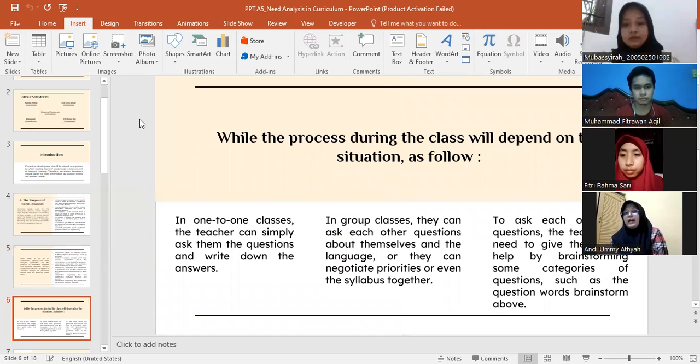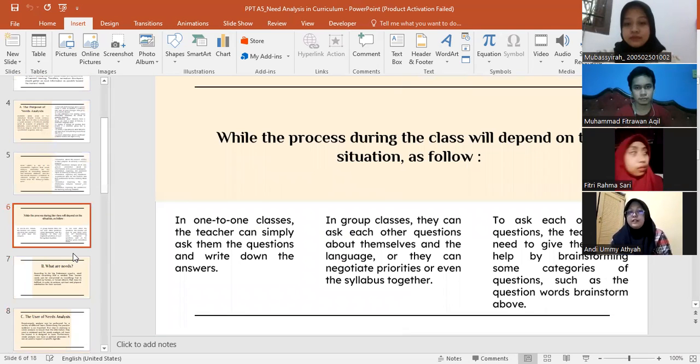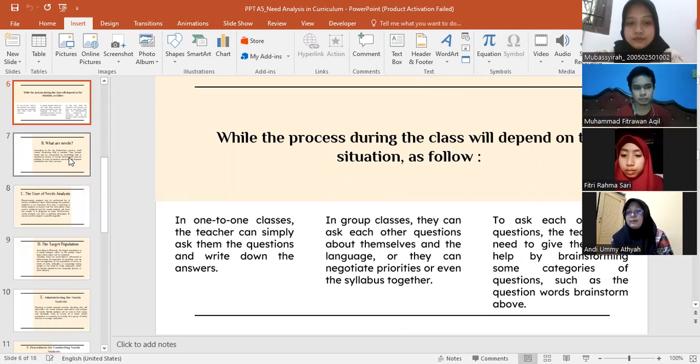While the process during the class will depend on the situation, as follows. The first is in a one-to-one class, the teacher can simply ask them questions and write down the answers. The second is in a group class, they can ask each other questions about themselves and the language, or they can negotiate priorities or even the syllabus together. And the third is to ask each other questions. The teacher will need to give some help by brainstorming some categories of questions, such as the question words. I think that is enough for the material about the introduction and the purpose of needs analysis.